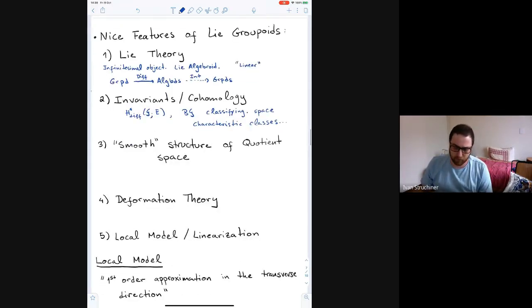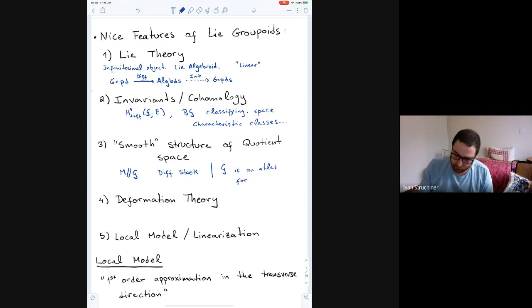Okay. The next thing is that Lie groupoids are used to study the quotient space by the foliation, so by the orbit foliation. And the idea here is, maybe I'm just going to write something schematic. This is not so important for this talk, but there is a thing called the differentiable stack structure. So this is like a smooth structure on the quotient space. And the idea is that G is an atlas for this quotient space where you remember all the information that you want.